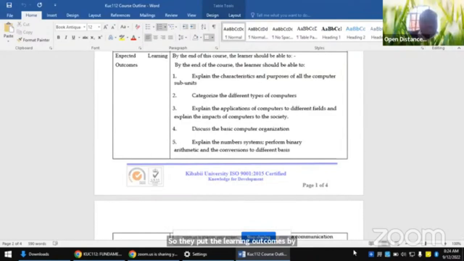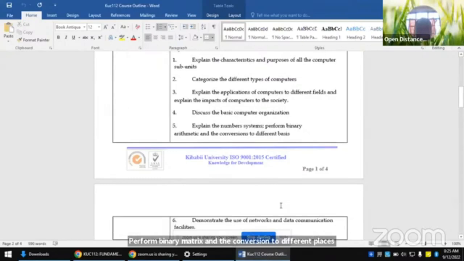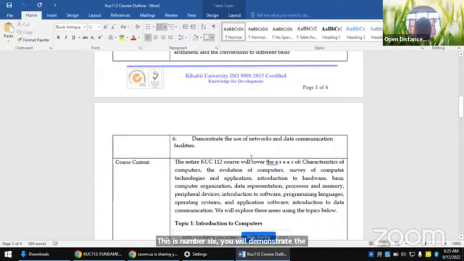explain the characteristics and purpose of all the computer subunits, categorize the different types of computers, explain the application of computers to different fields, and explain the impacts of computers to the society, discuss the basic computer organization, explain the number system, perform binary arithmetics, and the conversion to different bases. Number 6, you'll demonstrate the use of network and data communication facilities.